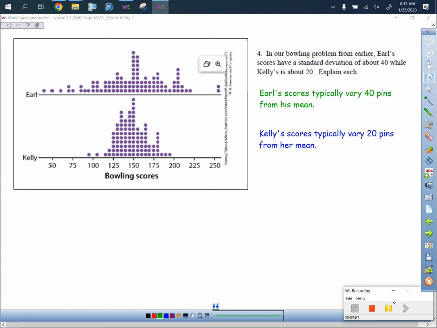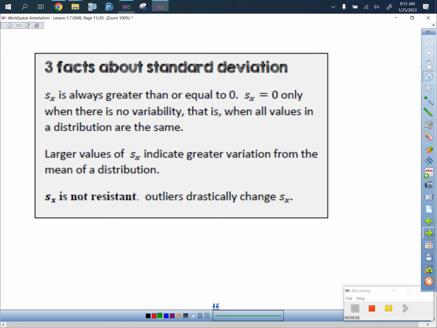They didn't tell us, but let's just say his average game is around a 150, then he's going to vary from that by 40 pins. He could have a really good game, roll a 190. He could have a really bad game, roll a 110. The tighter the standard deviation is, the smaller that is, the closer you are to your average all the time. So we'll see how that works.